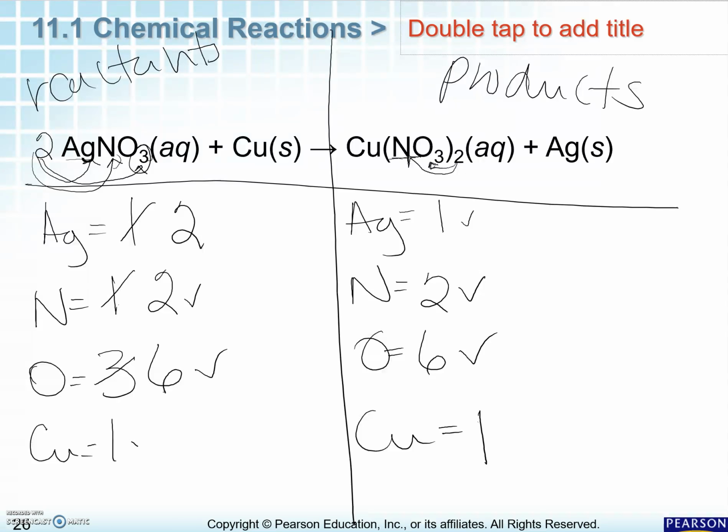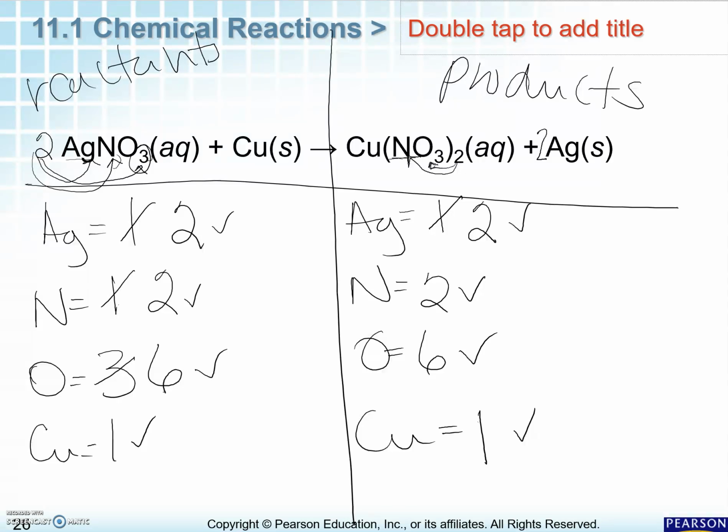Our coppers, okay, those are still good. But now our problem is our silver. So let's see, do we want to work on the left side or the right side? I think I would add more to the right side. So let's put a coefficient of 2 next to that Ag. And that will cause us to have, instead of 1 silver, we now have 2.